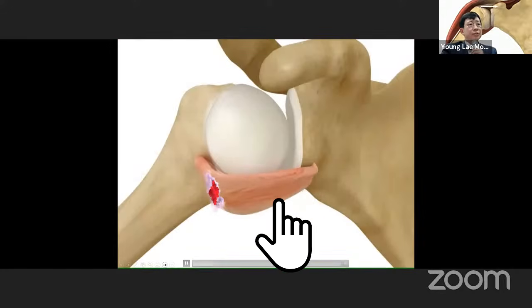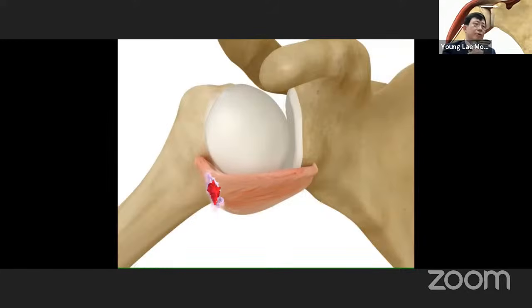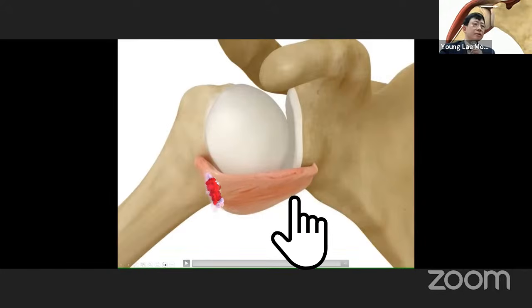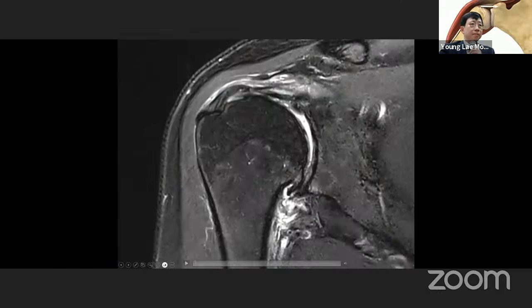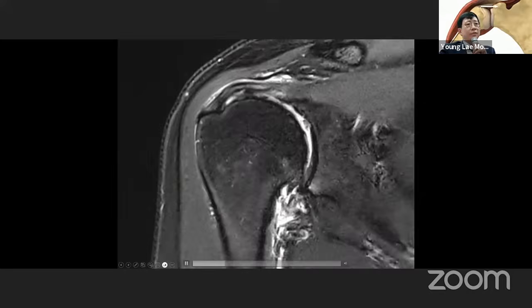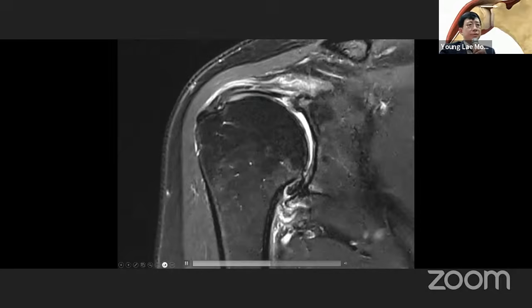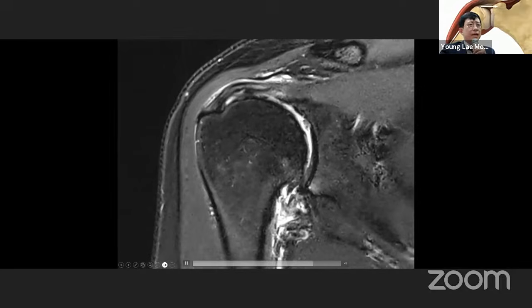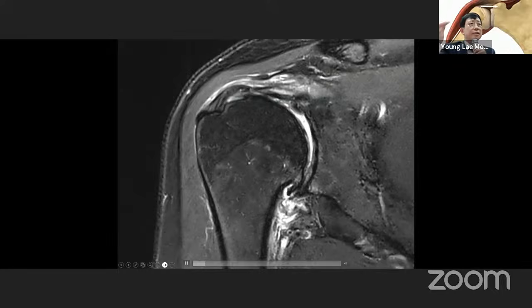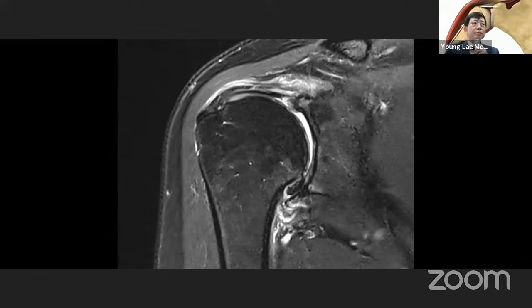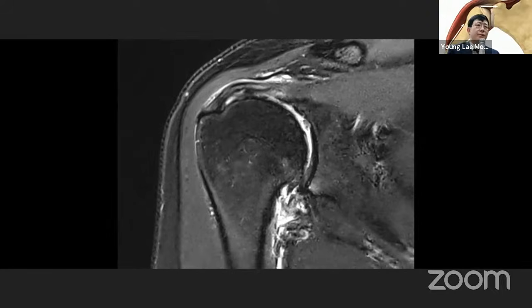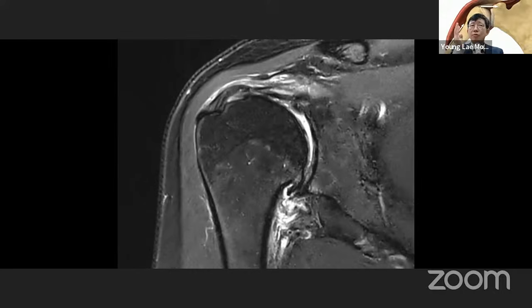Another issue is Hill-Sachs lesion. No, rather the HAGL lesion, which is an injury at the humeral side, not the glenoid side. Let's see the MRI. The MRI reveals this kind of high signal at the humeral side. The patient's presentation with this HAGL lesion is that they complain of significant pain.